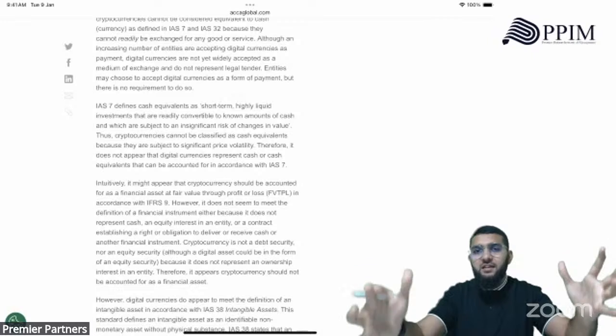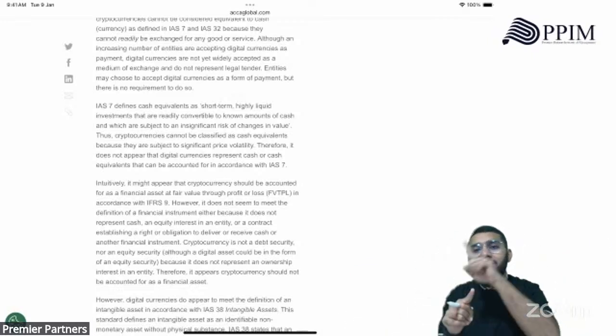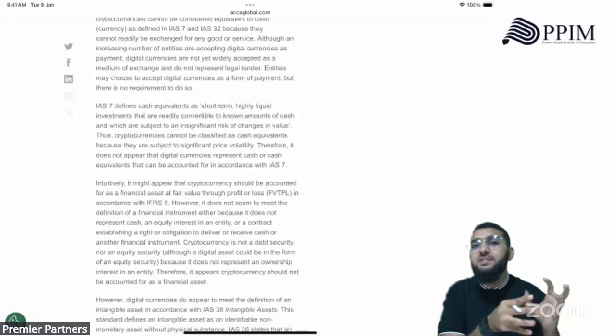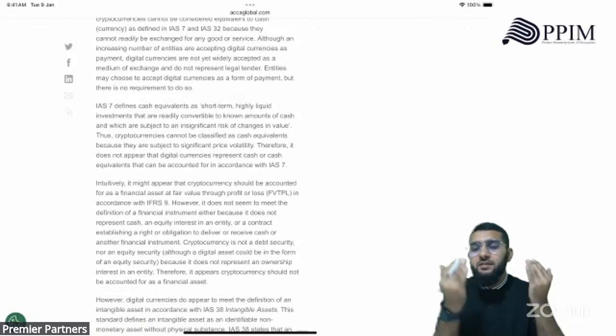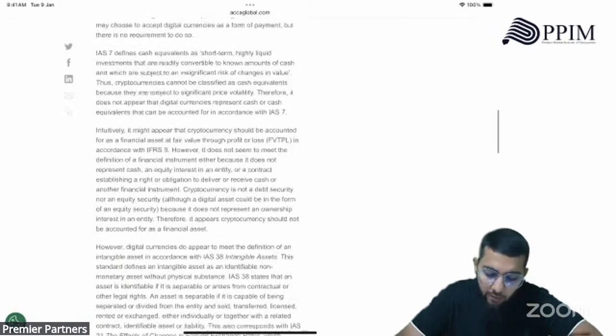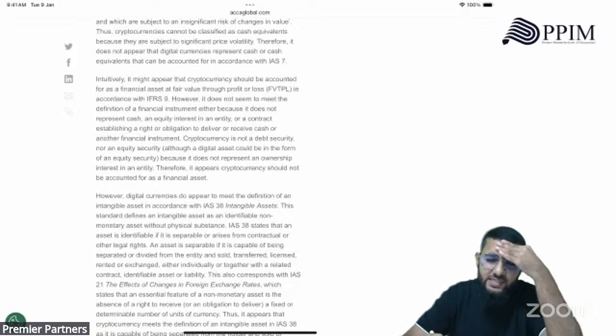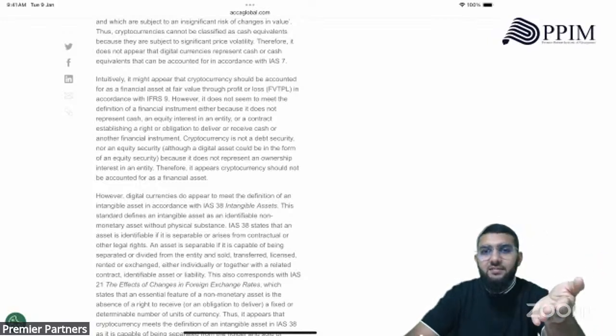Define IFRS 9 financial asset. Then you have to prove why cryptocurrency does not meet it, which section of the definition is not met by cryptocurrency. Therefore, this is not met. Then it does, however, appear to meet the definition of an intangible asset in accordance with IAS 38 intangible assets. Exactly the technical article. This is exactly the question that has been in the technical article.